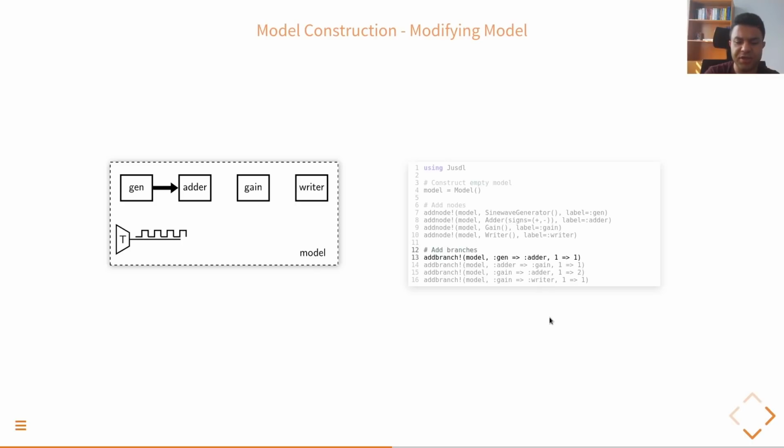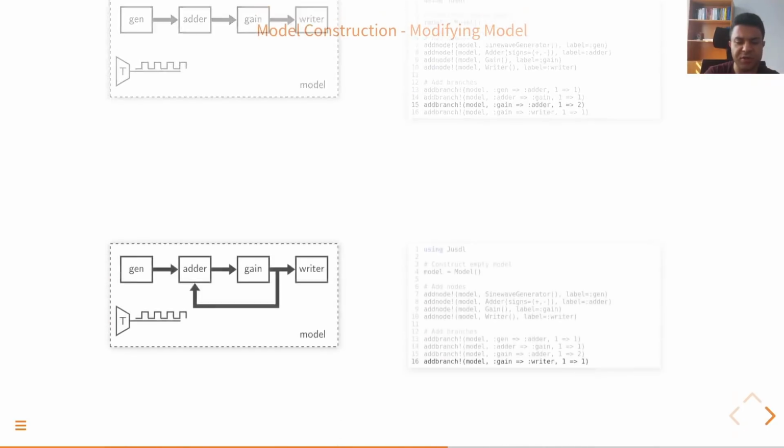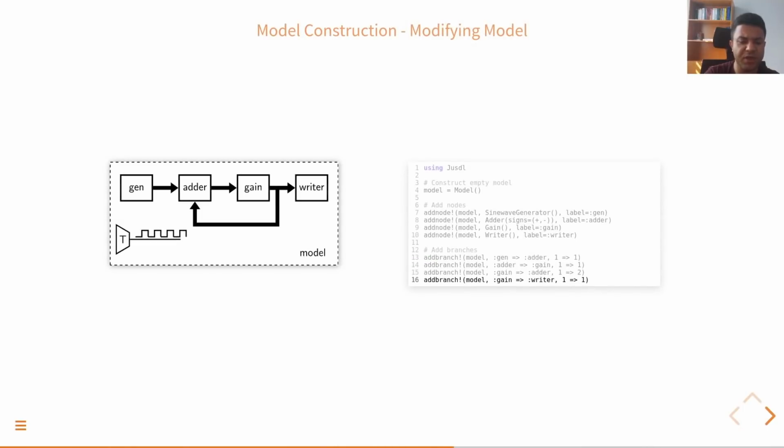Okay, let's keep adding our remaining branches. For example, we add the branch between adder and gain, and we add the branch between gain and writer, and we add our last branch between gain and adder at this stage. The model is ready for simulation since it's constructed.